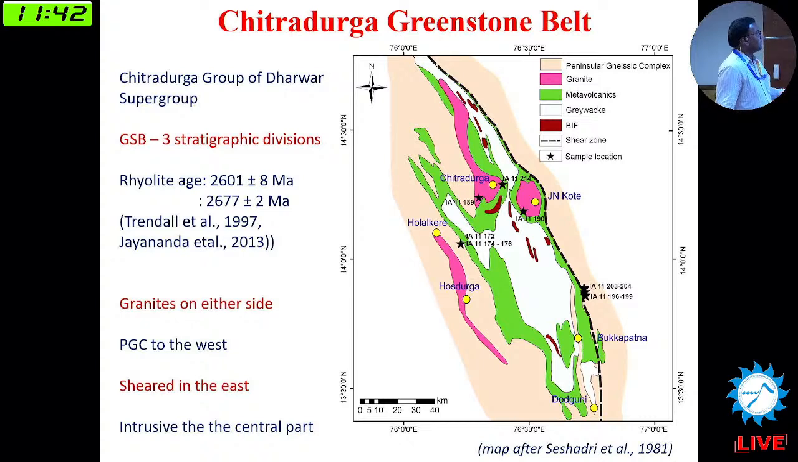An important aspect of this Chitradurga greenstone belt is that on either side we have the granites, and to the west you have the older component basement that forms the PGC, Peninsular Gneiss Complex. People say that the Chitradurga is sitting on this Peninsular Gneiss Complex, this basement. And to the eastern side, you have the Chitradurga shear zone, and that is the continuation of this Bukkapatna granite. And there are two intrusive granites within the belt. That shows a very clear, distinct intrusive relationship to the volcanics.